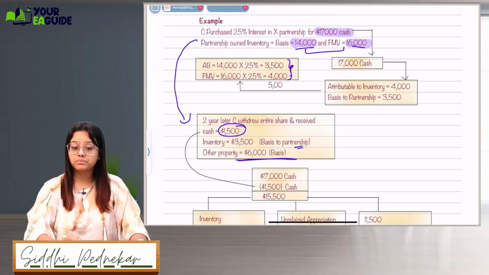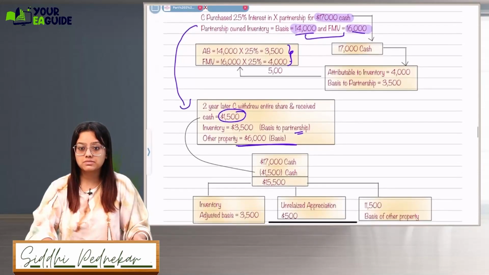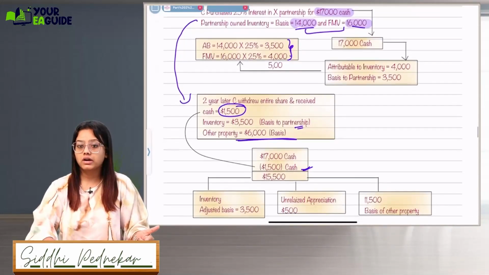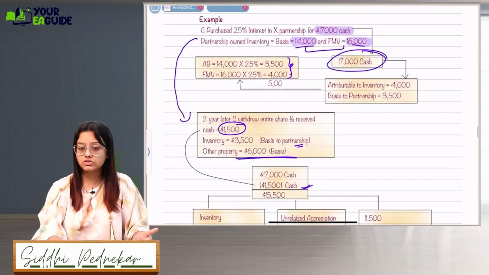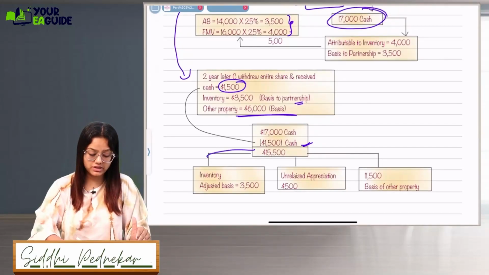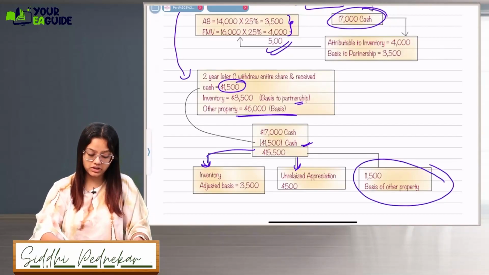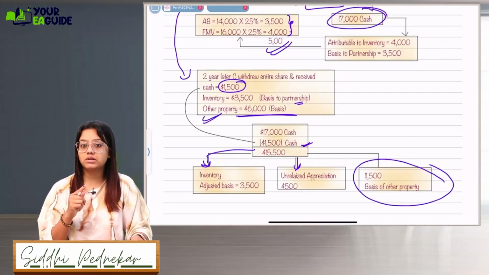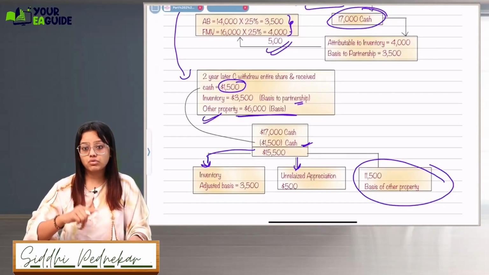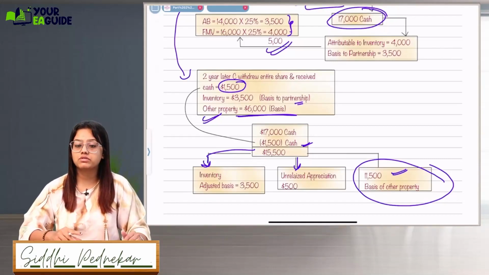This is an example, okay. Now what you are going to do is, 17,000 cash you have put into the business minus you have received only 1,500 against it, right? 17,000 was what you invested. Now you have received only 1,500 cash. So whatever is the remaining, you are going to allocate it first to the inventory's adjusted basis, that is 3,500. Then the unrealized amount, that was 500 over here, and the remaining will be the basis of other property, which has a basis of 6,000. But since you have not recovered your partnership interest, you will recognize this property at 11,500.